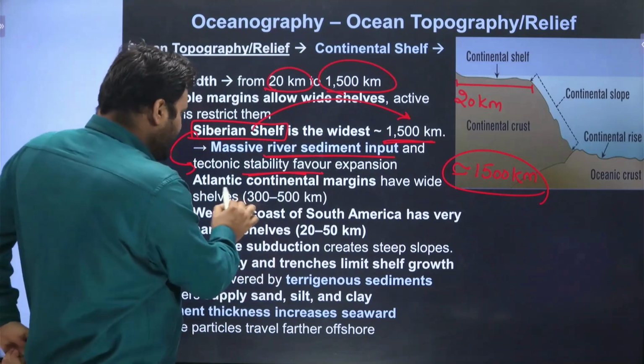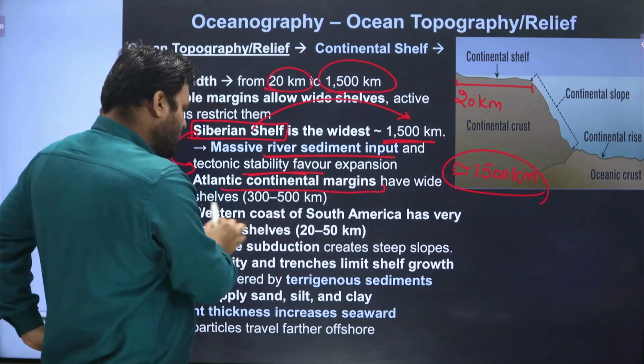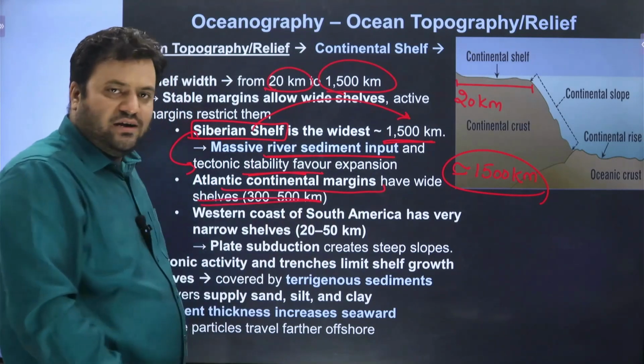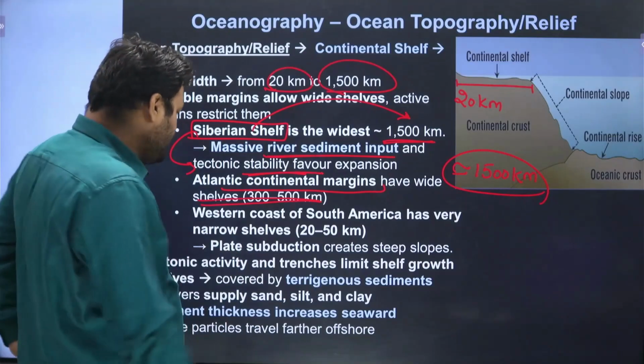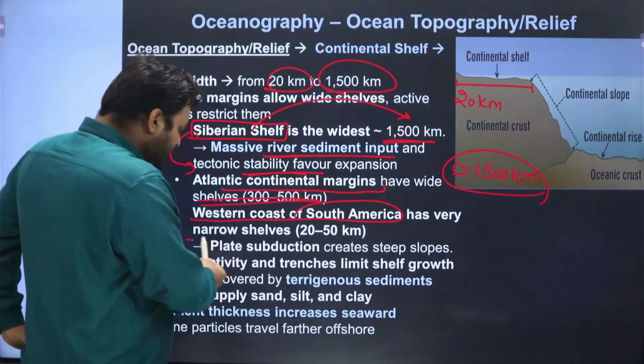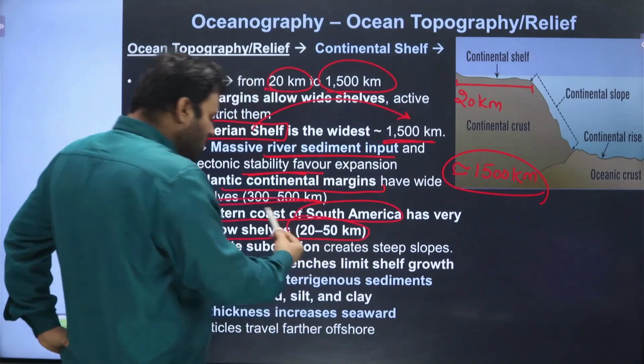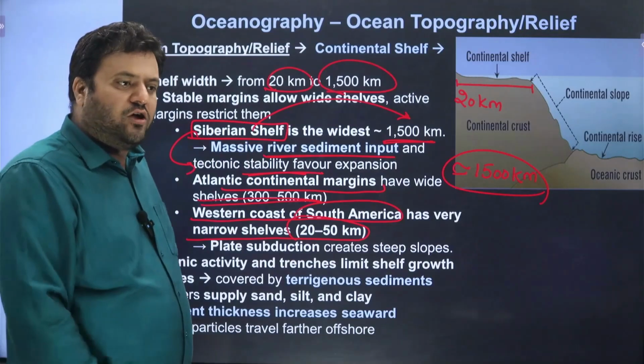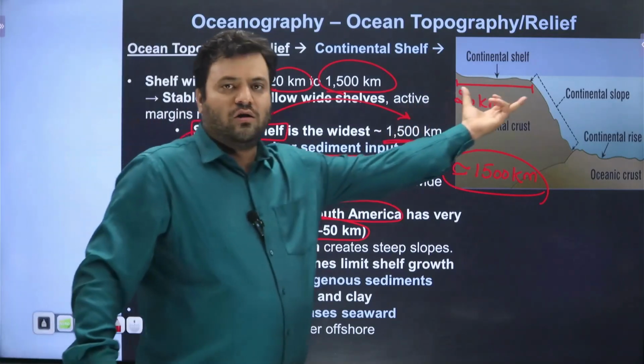When you see the Atlantic continental margin, they also have some sort of wide continental shelf extending up to 1500 kilometers. But when you see the western coast of South America, you will see that the continental shelf is very narrow. You have 20 to 50 kilometers. That is the length of the continental shelf.